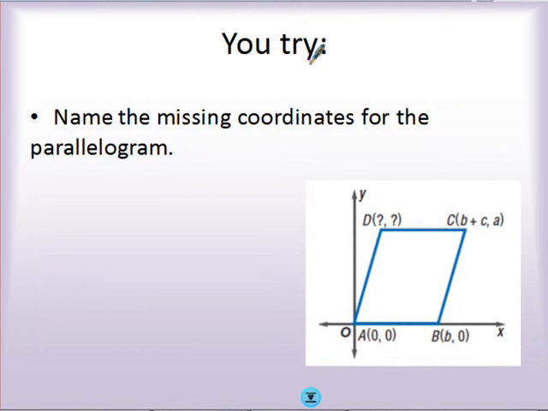Alright, so now you try. So let's take a look at this one. I say you try, we're going to do it together. Don't freak out. Name the missing coordinates for the parallelogram. So it's a parallelogram. We went from 0, 0 to B, 0.